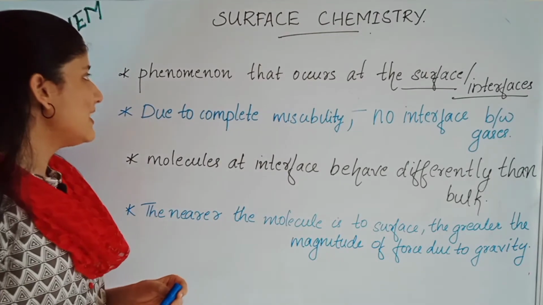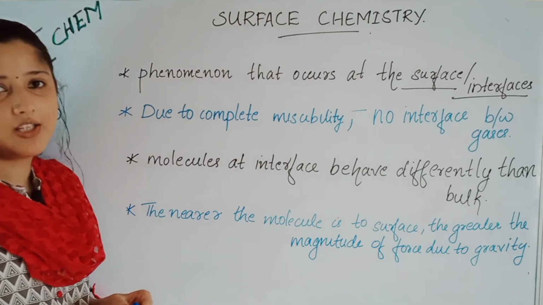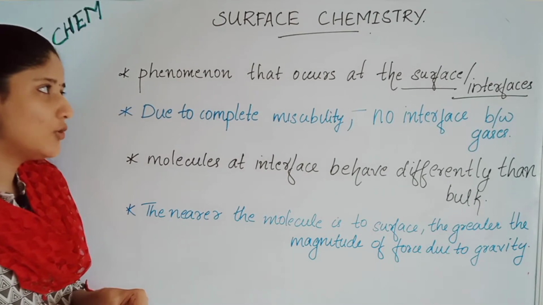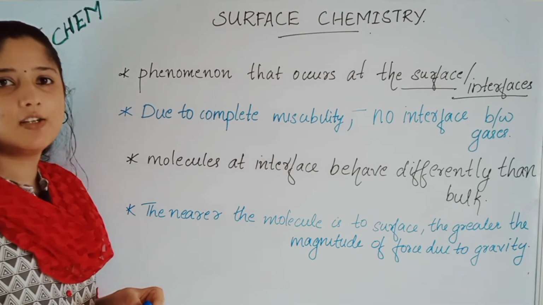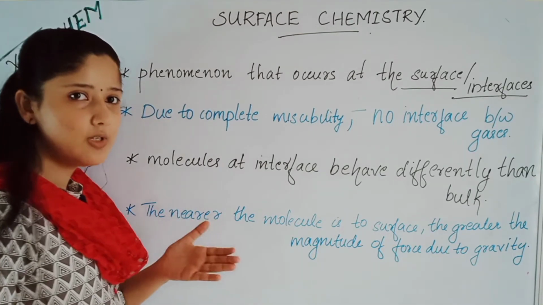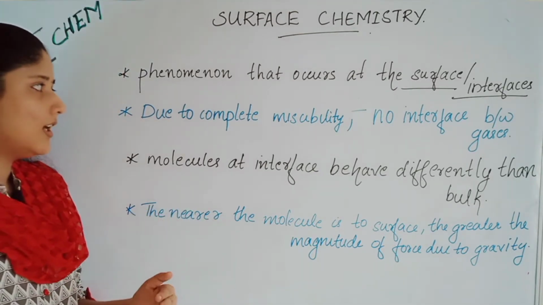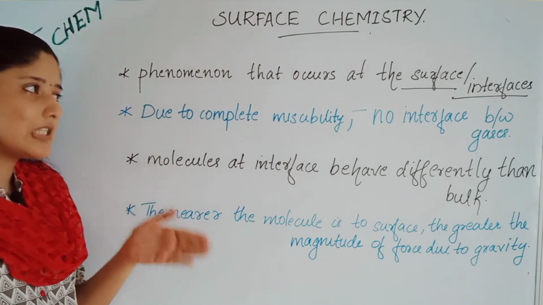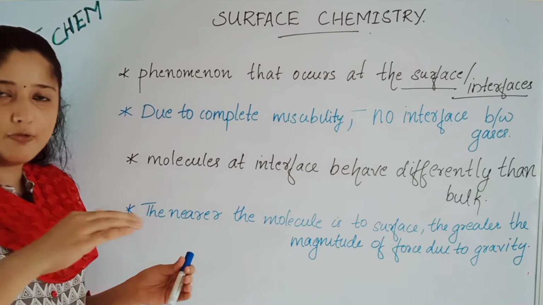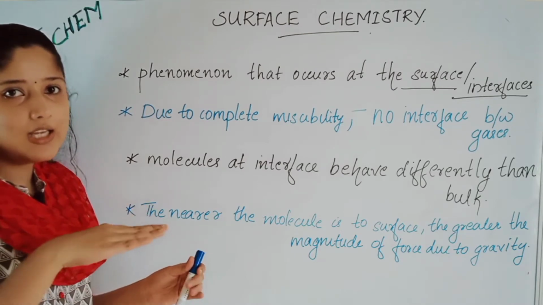Students, in this video, I will just give an introduction about the topic surface chemistry. It's a phenomenon that occurs at the surface or the interfaces. So it's called surface chemistry, that occurs at the surface or the interfaces. Due to complete miscibility, there is no interface between gases. We know that in solids, at the surface and the below layer, there is an interface.